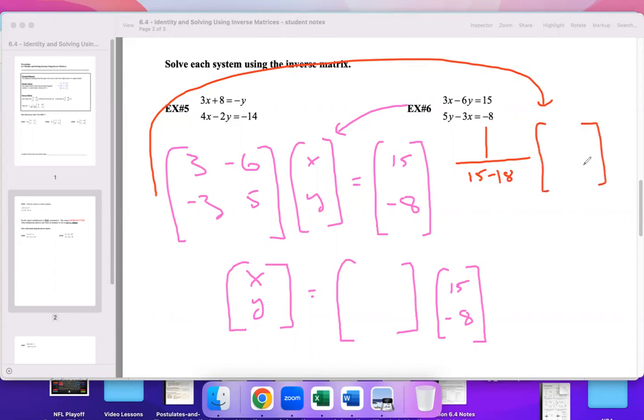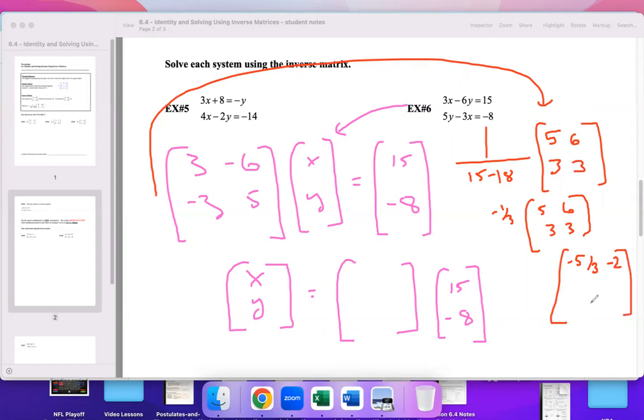And what are you going to swap and change the signs of? So it's negative 1/3 times that matrix. And what does that equal? Negative 5/3, negative 2, negative 1, negative 1.